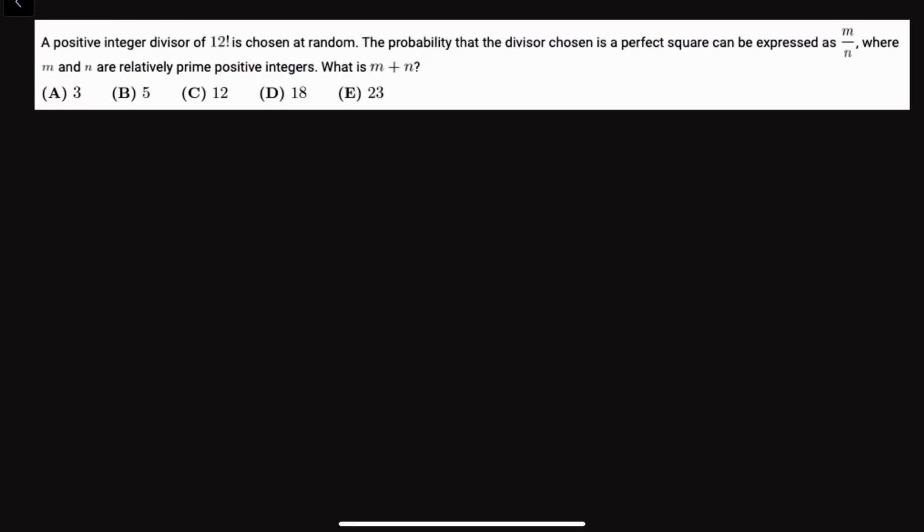A positive integer divisor of 12 factorial is chosen at random. The probability that the divisor chosen is a perfect square can be expressed as m by n, where m and n are relatively prime positive integers. We need to find what m plus n is.